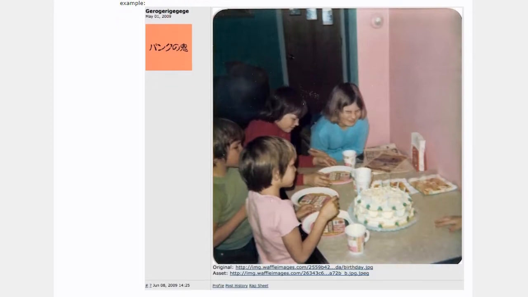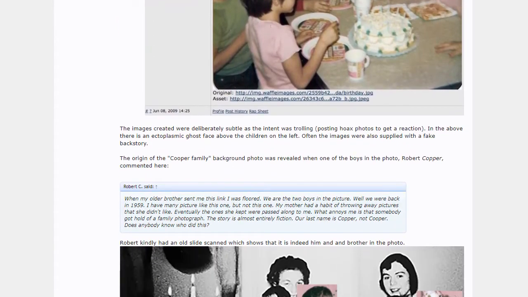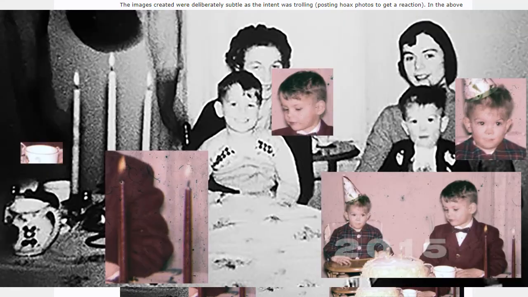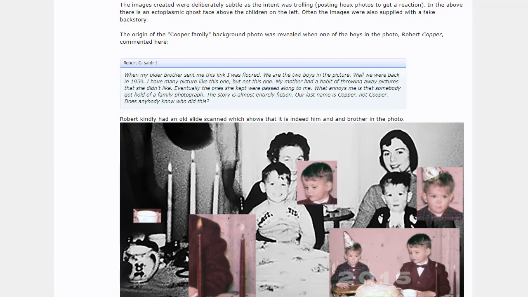Because a few years ago when Mick West debunked the photograph, he got in touch with one of the boys in the photograph, obviously much older now. Anyway, this guy said that he is one of the boys in the photograph. He even offered evidence to prove it. And he also said that his name is Robert Kapur, not Cooper.